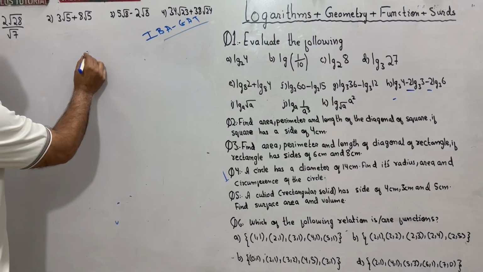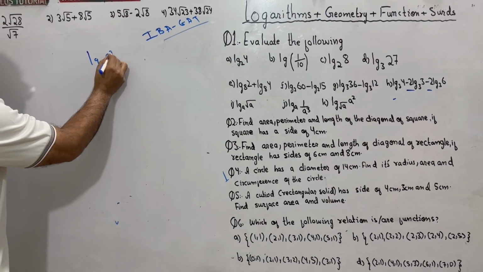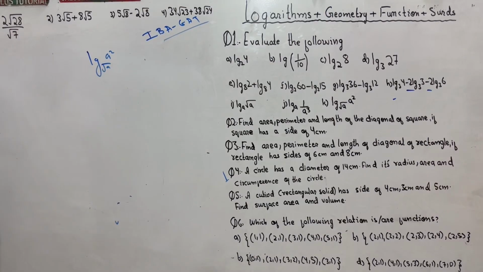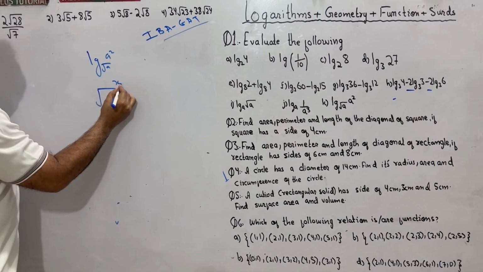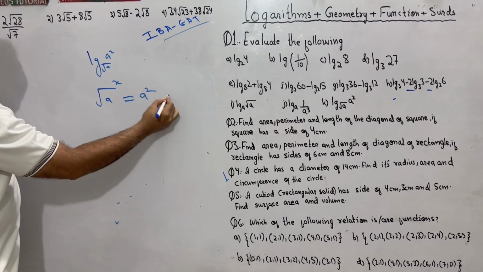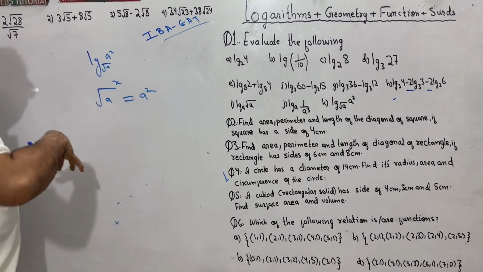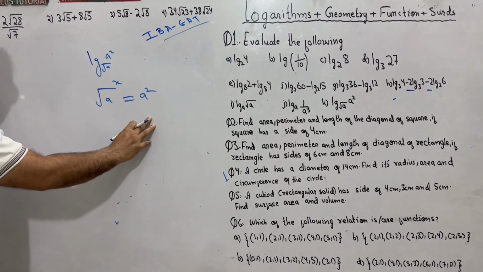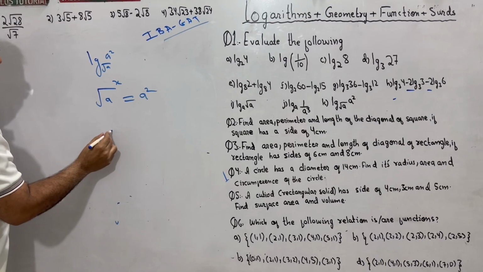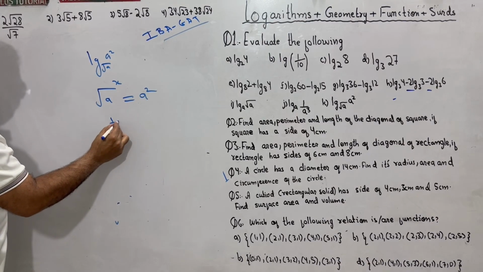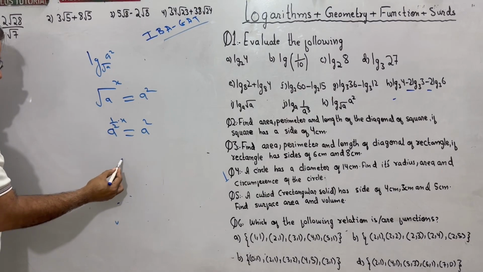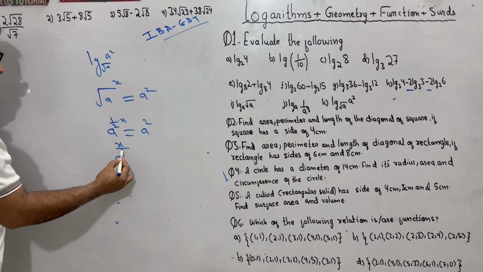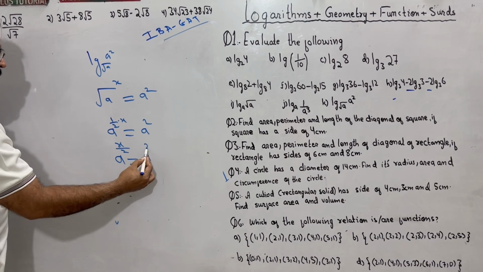Final question of the log. Log of a square to the base root a. It means root a raised to what power to get a square? Making life simple, root a means a raised to 1 over 2. A raised to 1 over 2 times x is equal to a square. This can be written as a raised to x over 2 is equal to a square.